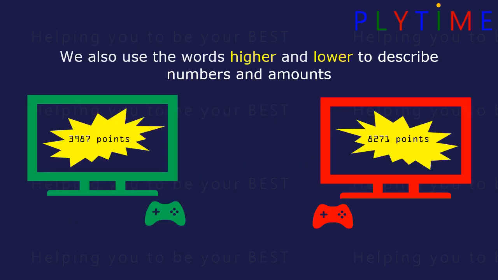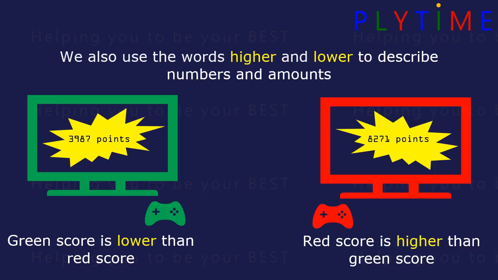We can also use the words higher and lower to describe numbers and amounts. The green score is lower than the red score. The red score is higher than the green score.